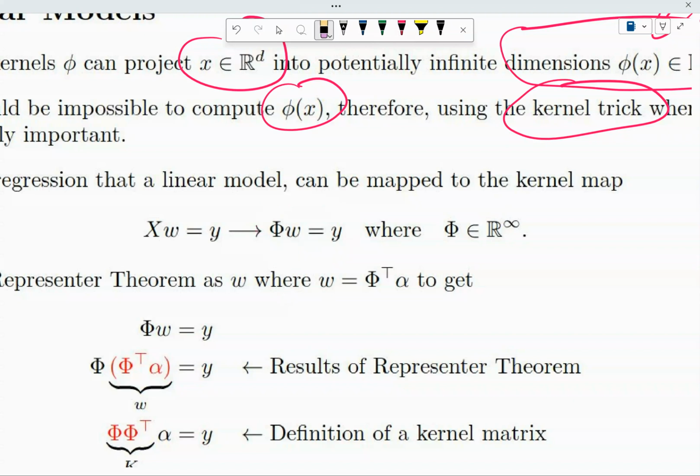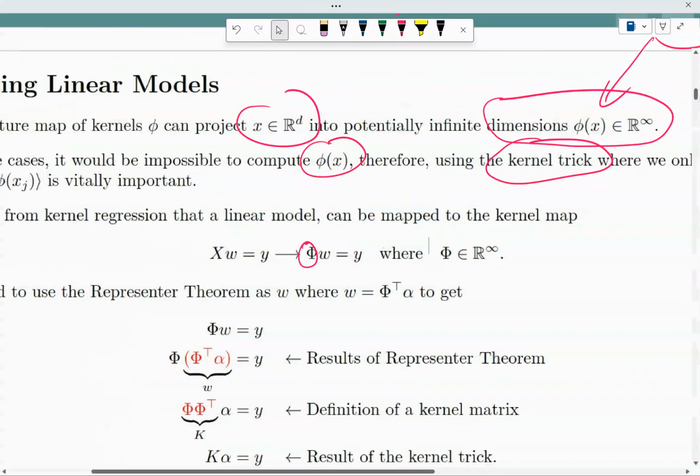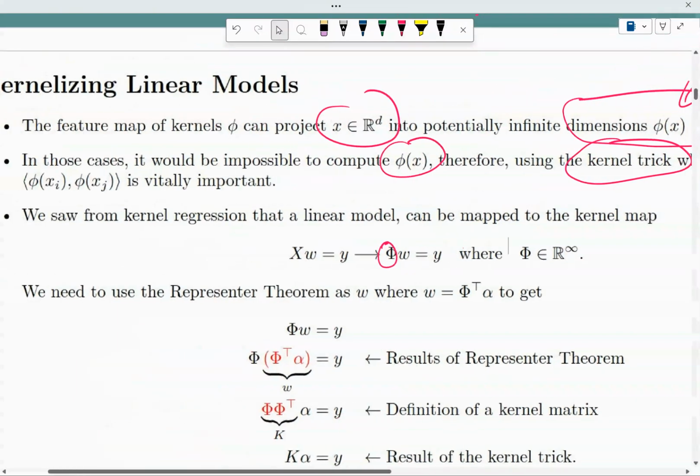However, the problem arises when there are infinite bases. Then phi would be an n by infinity matrix, times W equals Y. And obviously, you can't calculate an infinite matrix. So that's where the kernel trick comes in. This was from a previous lecture, so this should all be a review.